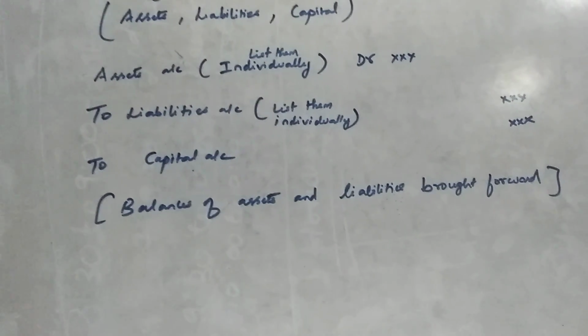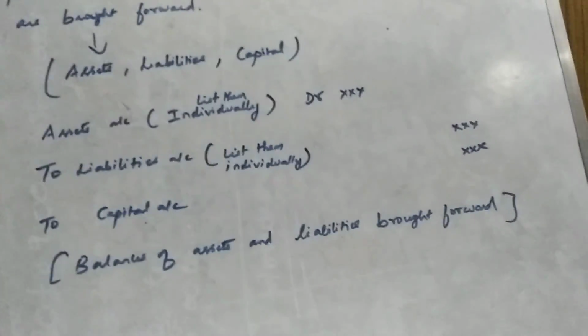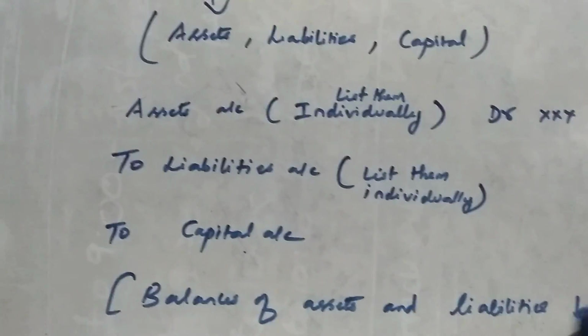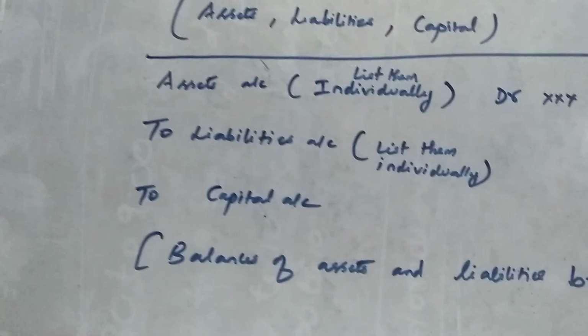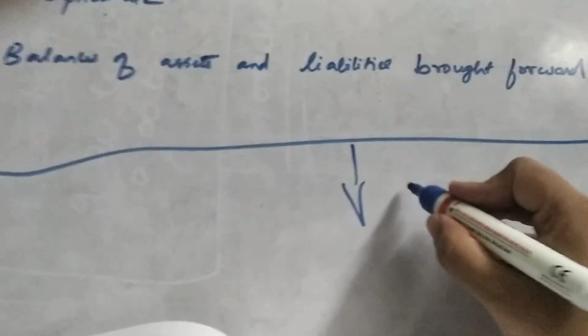So balances of assets and liabilities brought forward. This is the journal entry, called the opening entry.